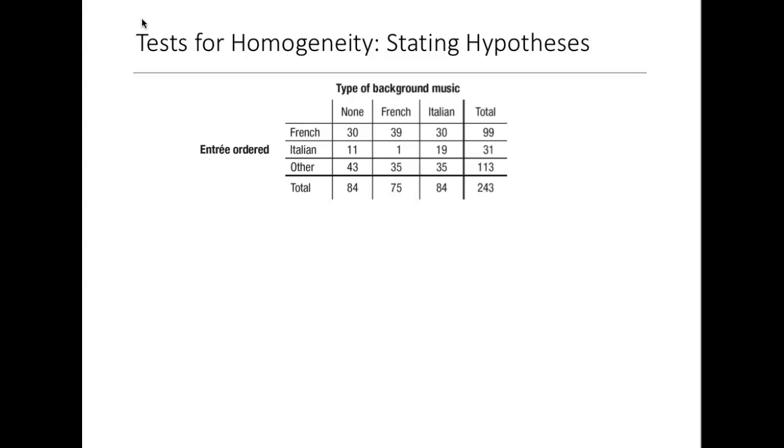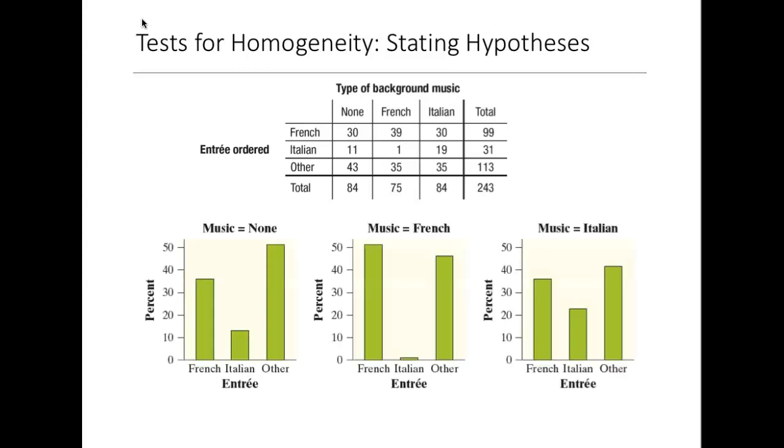So what we want to do is compare this to what we would expect if there was no effect. Here are the three different distributions under those three treatments. Under no music, here's a bar graph showing how many French, how many Italian, how many other were ordered. Then French music and Italian music. So there is a difference, obviously. But what we're going to test is whether it's likely that that difference is just due to variability, like these people were going to order those regardless of what type of background music was playing, or is it likely due to the treatment?